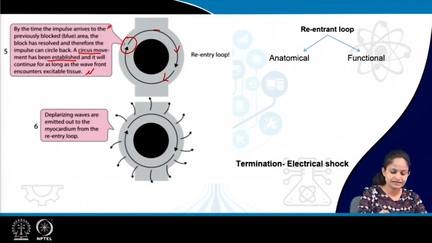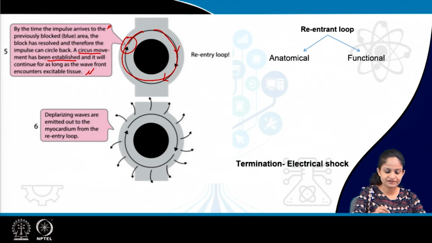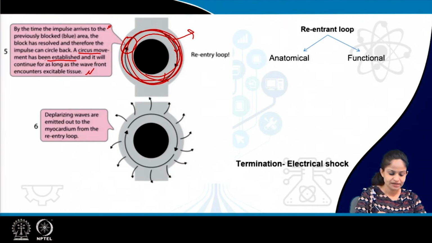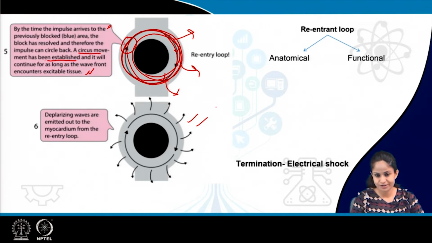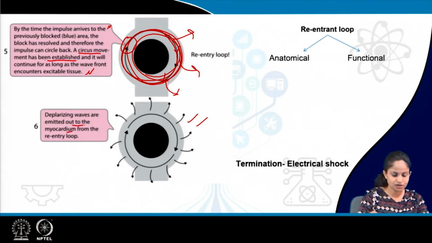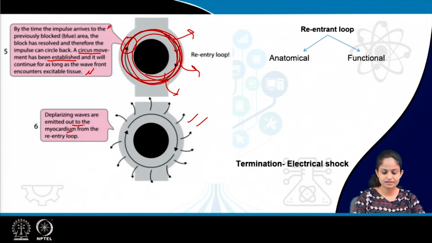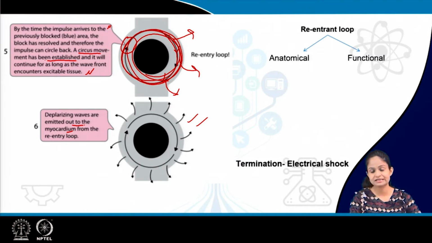Now, if it happens once, it is all right, but if it happens constantly like this, it will throw numerous depolarizing waves out to the myocardium, and so this is the re-entry circuit which gives rise to various types of arrhythmia. The only thing to remember is that excitable cells are necessary for the re-entrant phenomenon. That is why termination of these arrhythmias is done with electrical shock or DC shock.